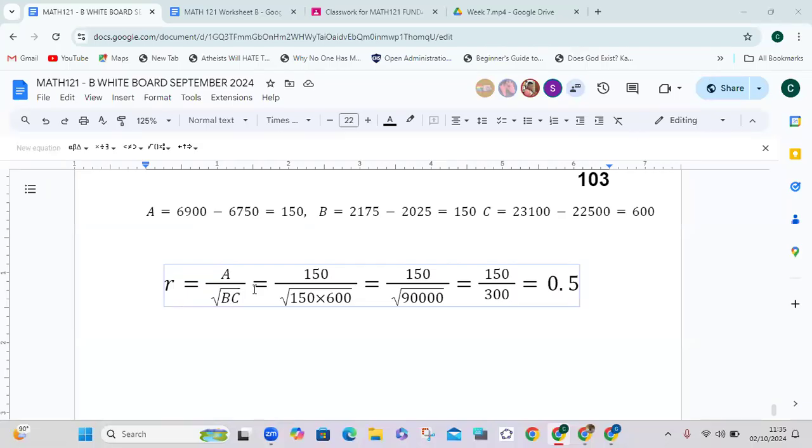So therefore now, the formula has been simplified to R is equal to A over the square root of BC. A is 150, so we substitute 150 in the place of A. Square root of BC, B is 150 also, times 600, which is C. And that will be equal to 150 divided by the square root of 90,000, because 150 times 600 is 90,000, equal the square root of 90,000 seems to be 300. And then we have 150 divided by 300 to give us a product moment coefficient of 0.5 exactly.